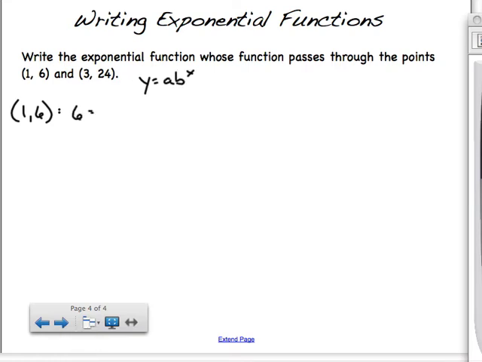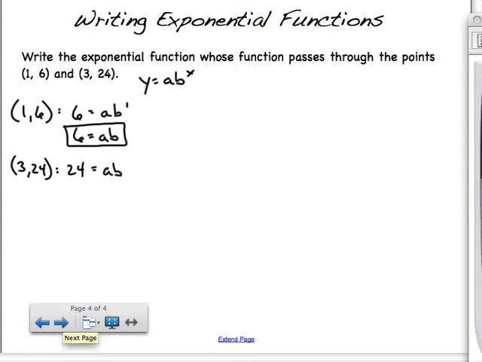So now I have 6 is equal to ab to the first power, which ends up being 6 equals a times b. That's one of my equations. And similarly for (3, 24), I'm going to plug in what I know. 24 is equal to ab to the third power. That's my second equation. Then again, I'm going to take one of them, solve for one of the variables, and then substitute into the other equation. Okay, again, I think this one's probably the easiest.